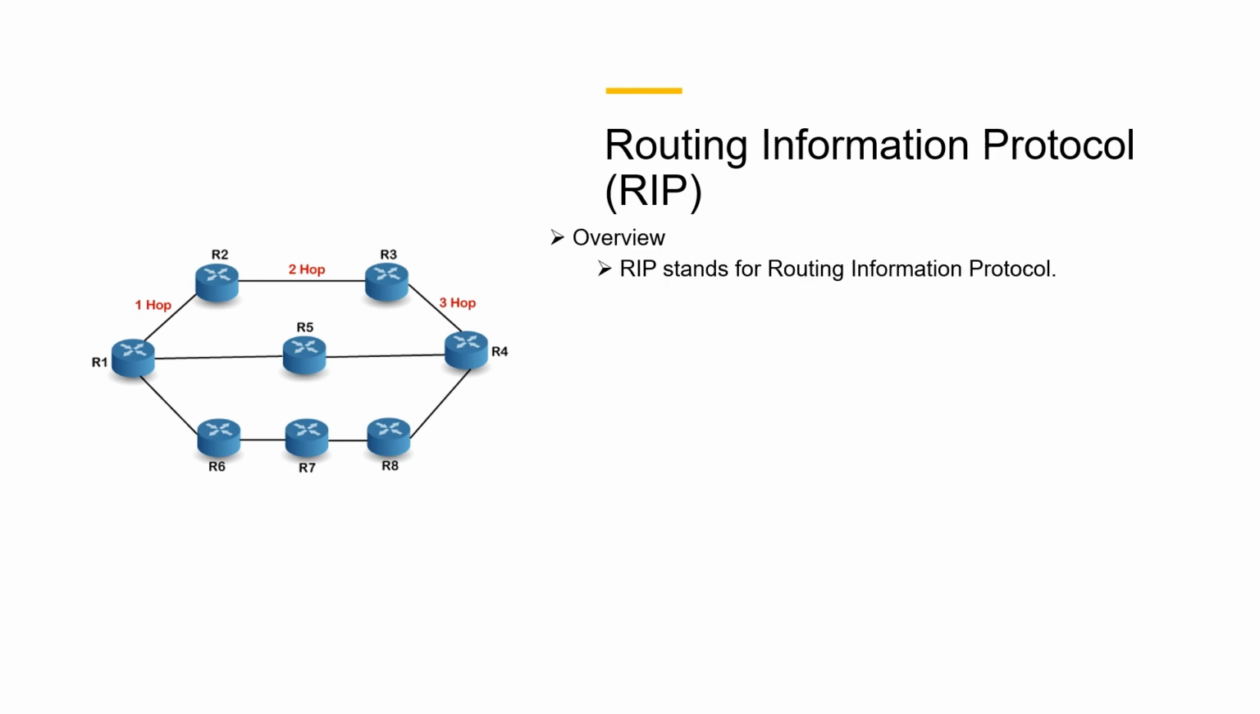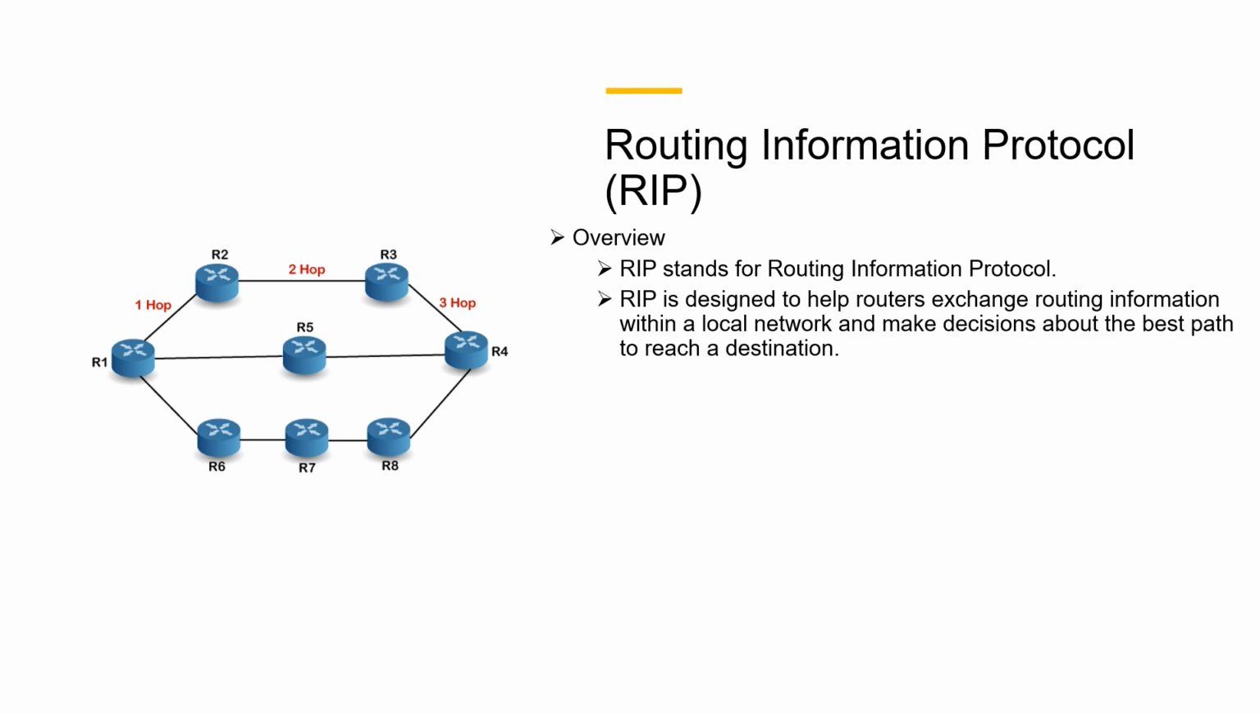RIP stands for Routing Information Protocol. It is a dynamic, distance vector routing protocol. RIP is designed to help routers exchange routing information within a local network and make decisions about the best path to reach a destination. RIP uses hop count as the metric to determine the best path to a destination network. It uses the Bellman-Ford algorithm to calculate the best path to a destination based on the minimum hop count.